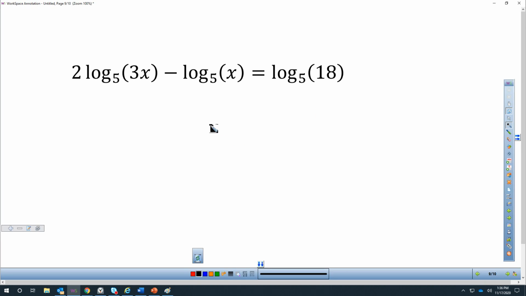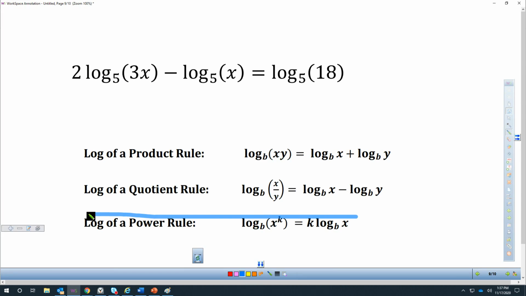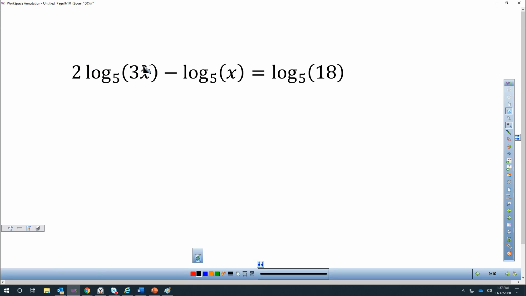Here's another example. Now this one, I could not only use my quotient rule, I can also use my power rule. So remember, my power rule says if you have a number multiplied out in front, you can use it as a power on the inside of the log. So this 2 here can be a power here. Now, you do have to be careful. That 2 is going to be a power of both the 3 and the x. So this is going to become log base 5 of, I'll put some more parentheses here, 3x squared.